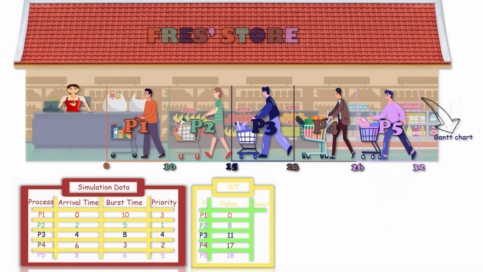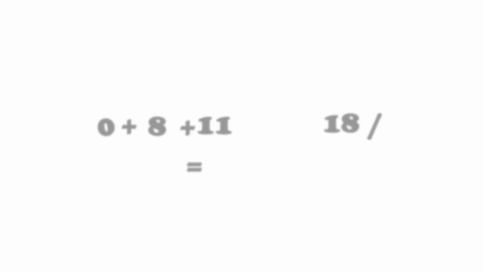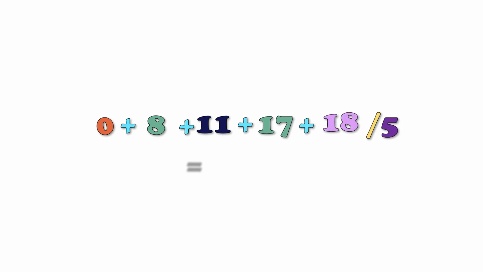Put the result in the data, and let's find the average waiting time. Process 1 value is 0, plus process 2 value is 8, plus process 3 value is 11, plus process 4 value is 17, plus process 5 value is 18. We divide it by 5, and the result is 10.8.